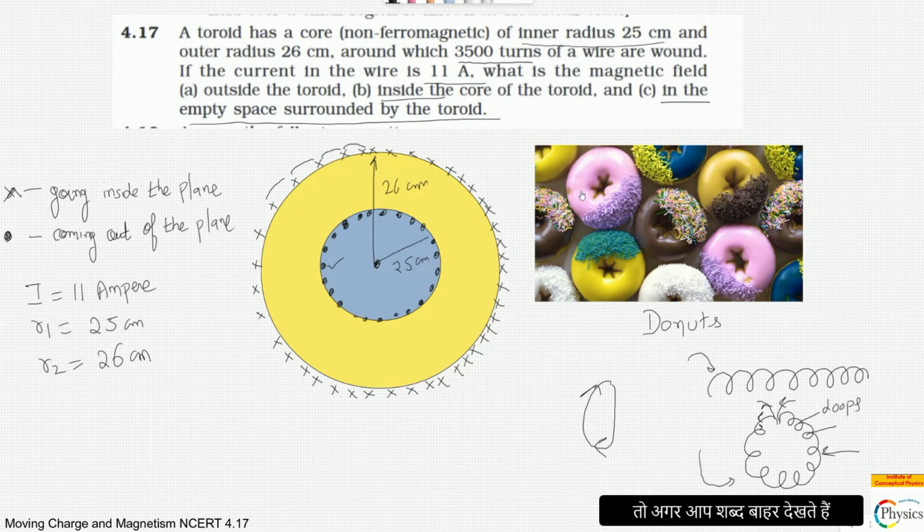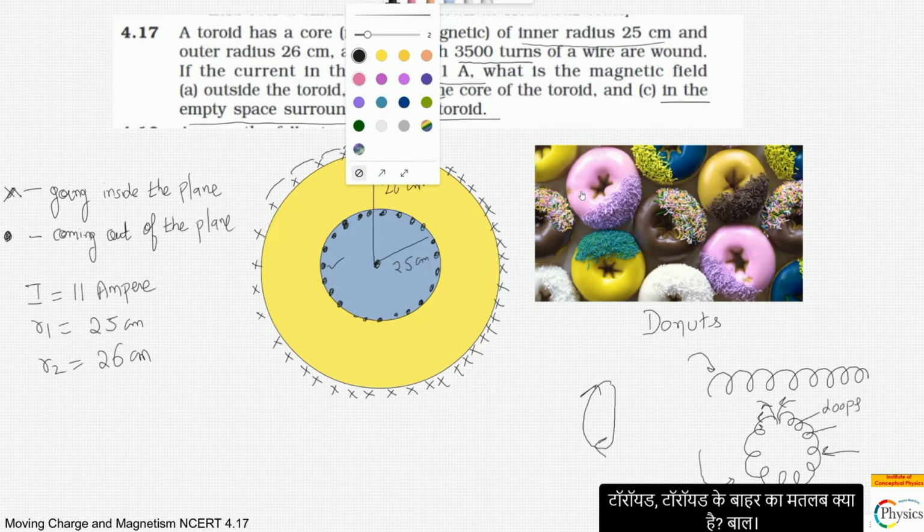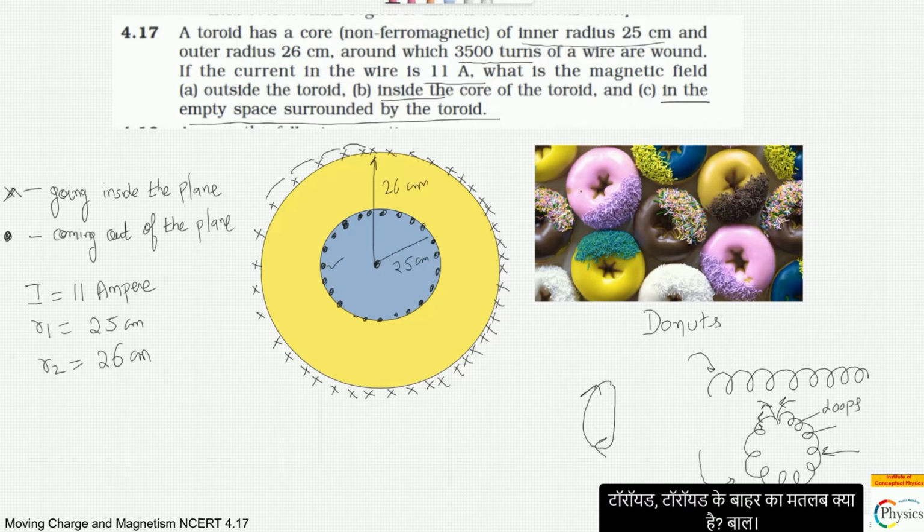So if you see the word outside the toroid, what does outside the toroid mean? Here. So what we do, I'm drawing another circle. This is the Amperian loop. Solving a toroid and solenoid both use Ampere circuital law. You must know how to apply Ampere circuital law.